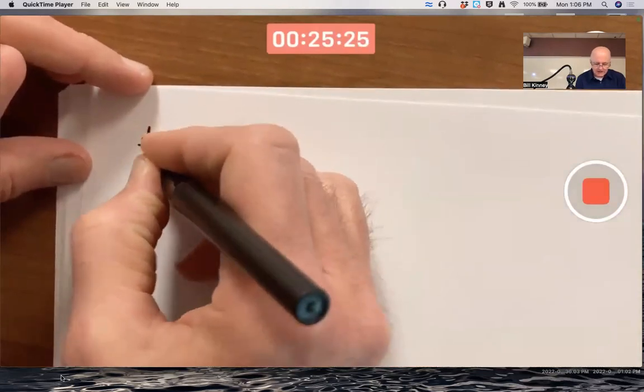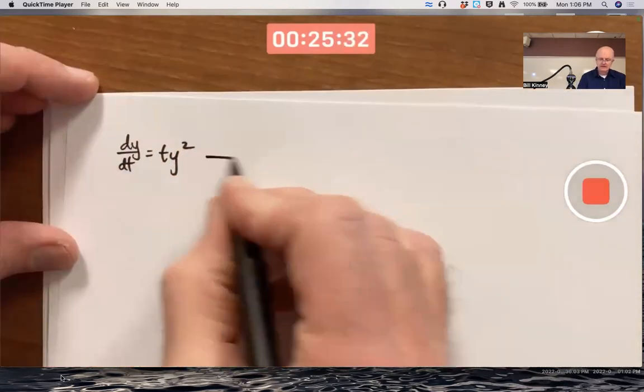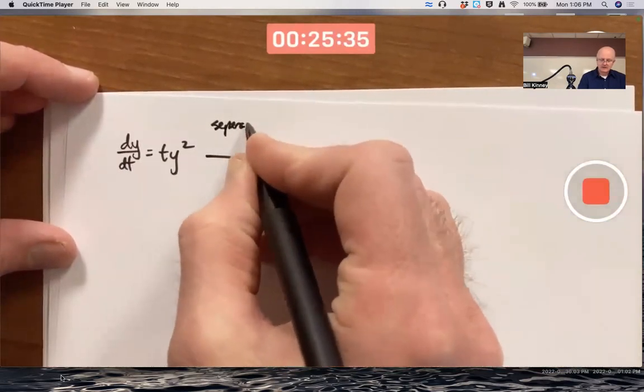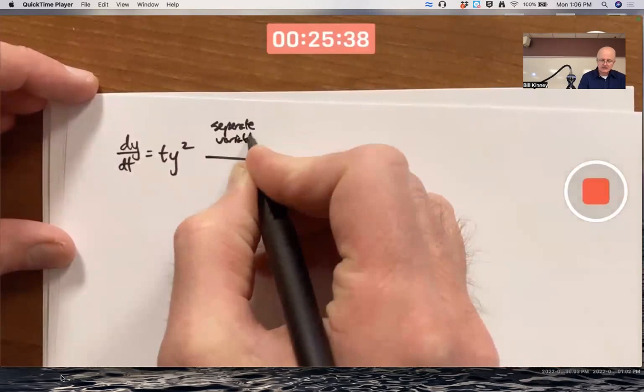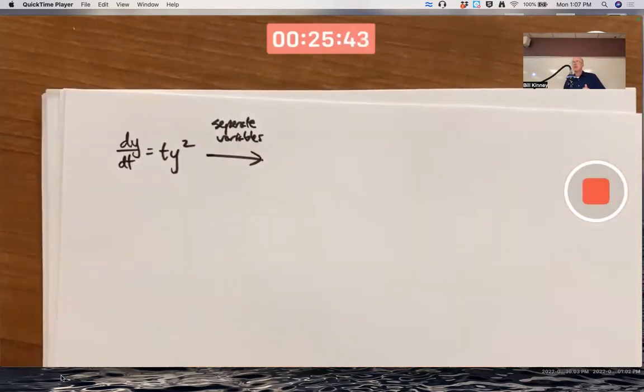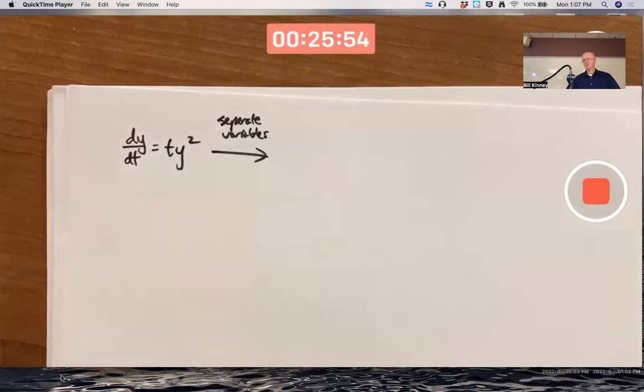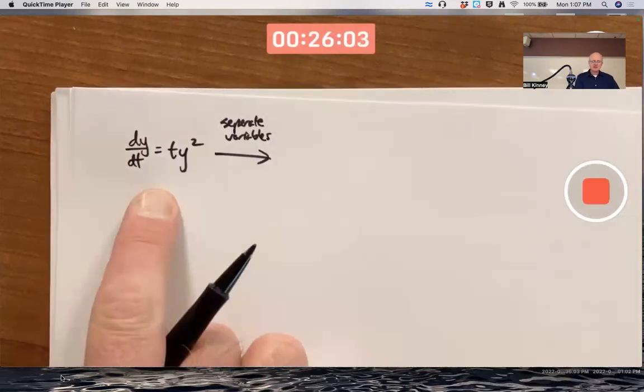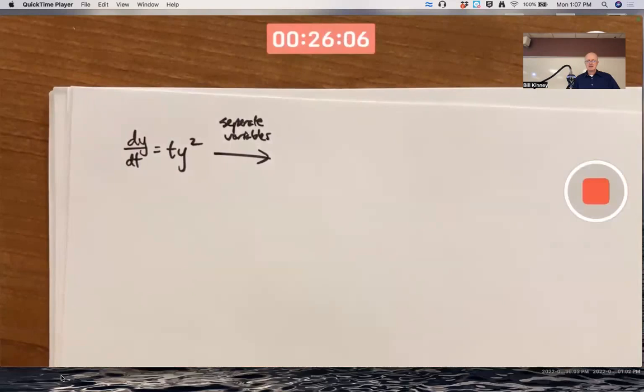So let's do it by separation of variables first. dy/dt equals t times y squared. Separate variables. What does that mean? It means get everything involving a y on one side and everything involving a t on the other side. Y comes into this equation in two ways, with the y squared and also with the dy. Think of the dy as just something involving y. T comes into the equation in two ways, with the t and also with the dt. Get all the y's on the left and all the t's on the right.